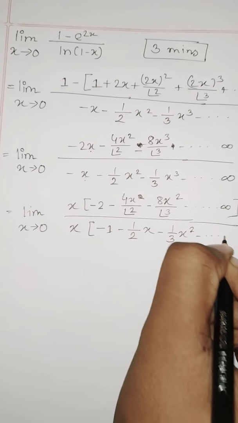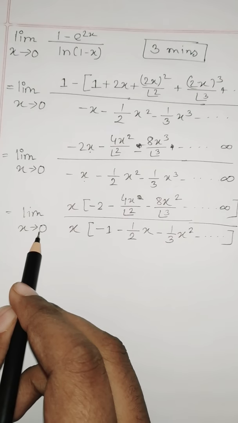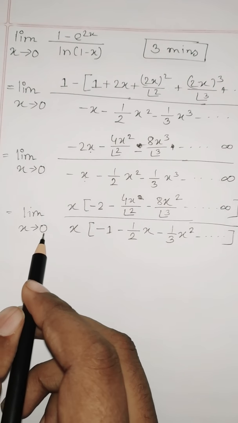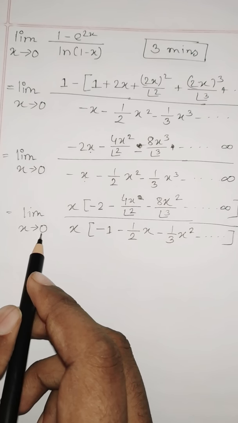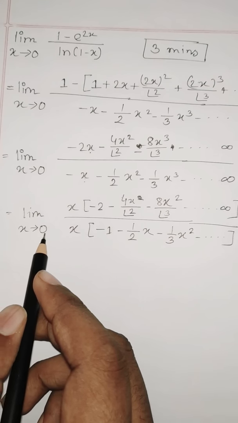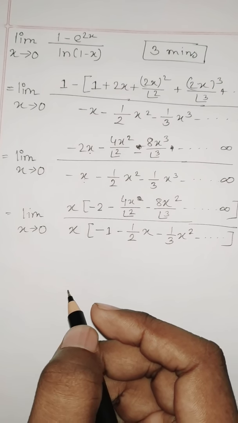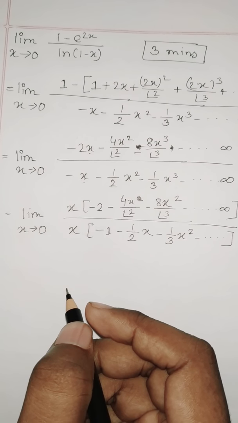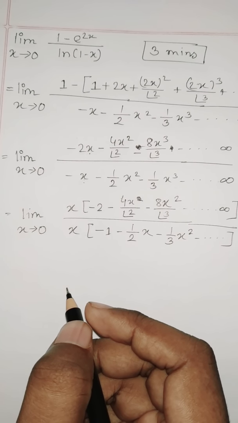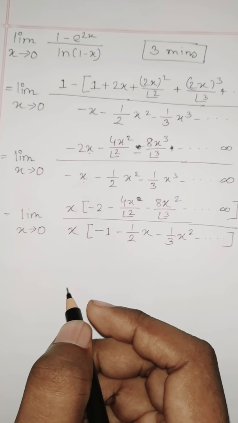x square minus ... infinity. We cross these two. As x tends to 0, that means x is not equal to 0. It is a smaller value, very near to 0, but it is not 0. That's why we say f of a and the limit of f of x as x tends to a are not equal in all cases; sometimes they may be equal, but not always.